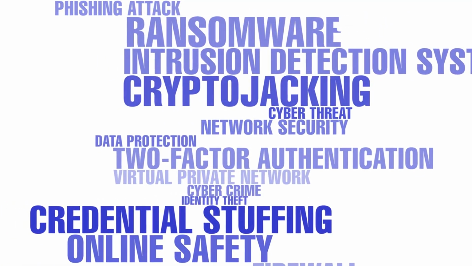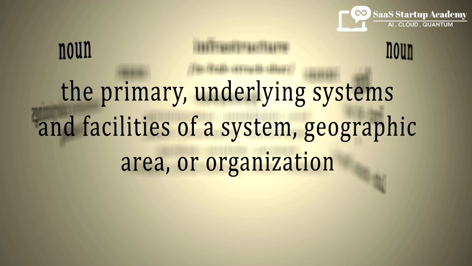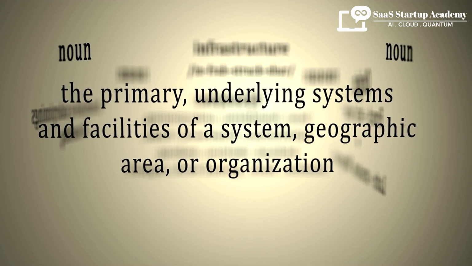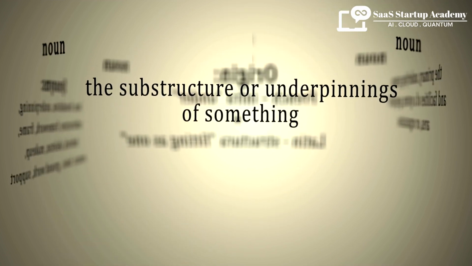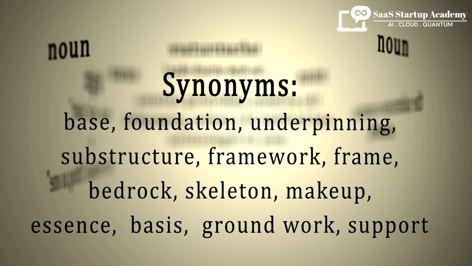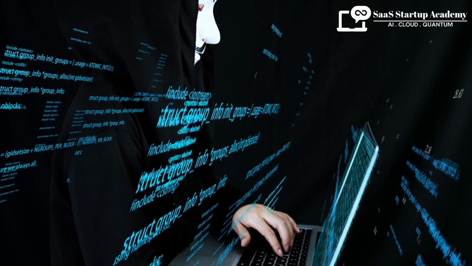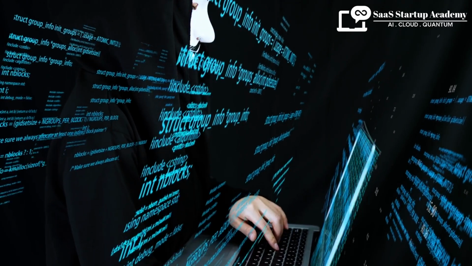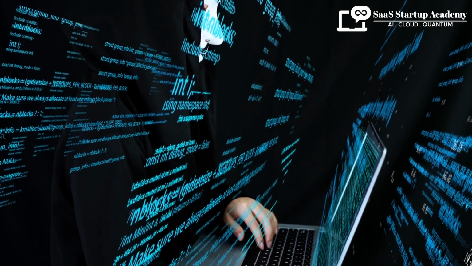Securing the backbone of society. Critical infrastructure refers to the systems and assets that are vital to the functioning of society, including energy, transportation, water supply, healthcare, and telecommunications. The security of these infrastructures is paramount, as disruptions can have far-reaching consequences.